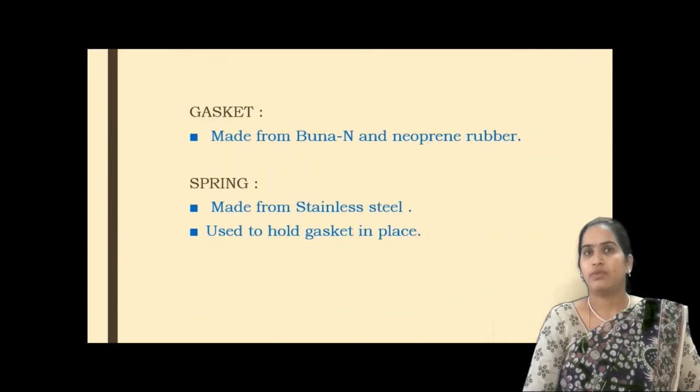It is made up of Buna N and neoprene rubber. It is used to hold the valve in place, and also to prevent leakage from the container. Next one, spring. It is made up of stainless steel, and it is used to hold the gasket in place, and also to return the actuator to its place after actuation. So to replace the actuator in its place, the spring will help.